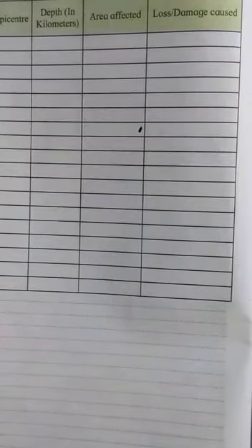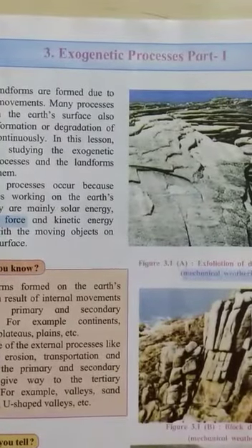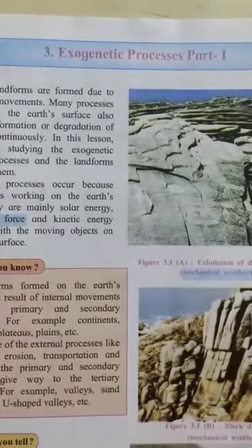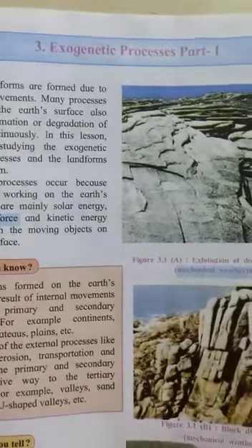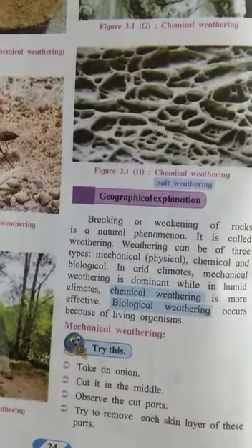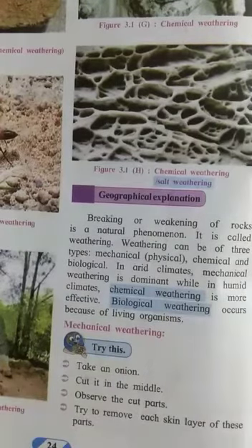As you know, we have started a new chapter of your geography, that is exogenetic process, part 1. Before this we have done endogenetic movement. Now exogenetic process is the process which is taking place on the surface of the rock, and this is all about weathering. Weathering is of three types: mechanical, chemical and biological. Today we're going to deal with the first part, and not completely, but we'll try to see the maximum part of mechanical weathering. The very first thing, they have asked about a small activity.